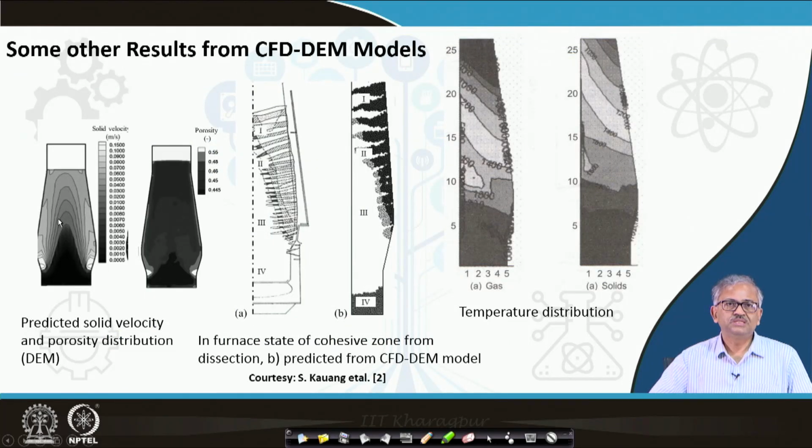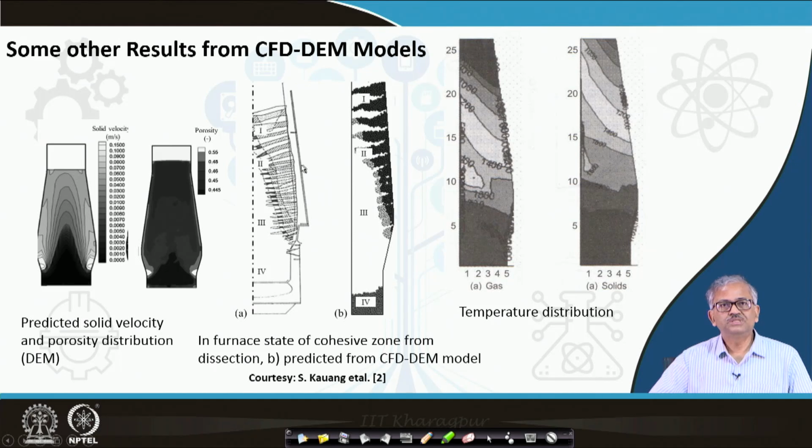So here you can see we can calculate the velocity of the particle. The velocity of the particle becomes maximum in the center, and at the periphery it is less. As you move towards the deeper region, the velocity slowly decreases. And here the porosity distribution is also there, but not very clear in this figure anyway.